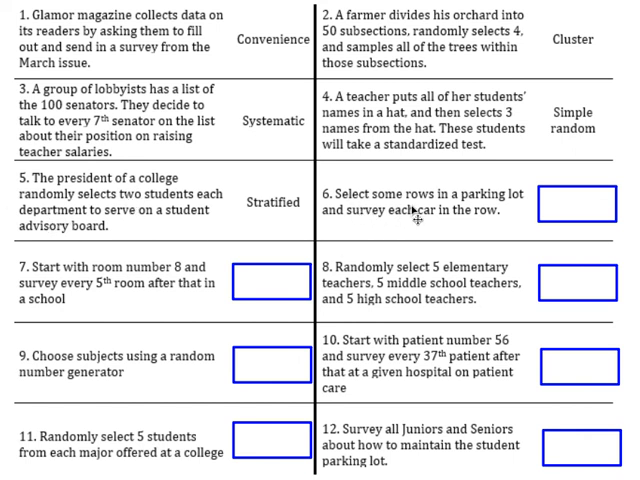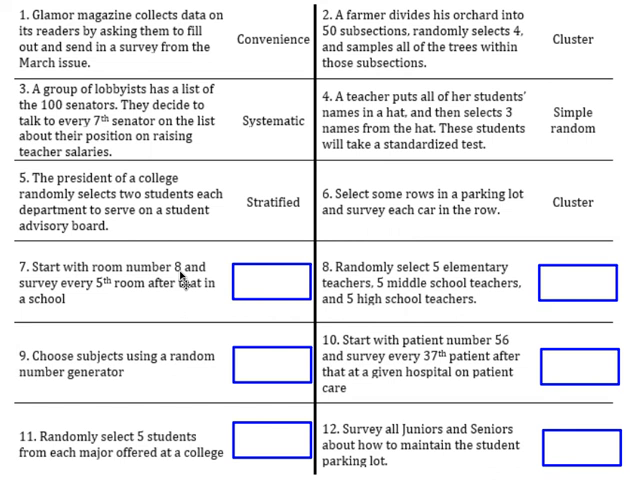Number 6, select some rows in a parking lot and survey each car in the row. So the whole parking lot is broken up by rows. Rows are going to be our groups. And then we're going to survey every car in that row, but only some of those rows. So I'm picking some of all, cluster.